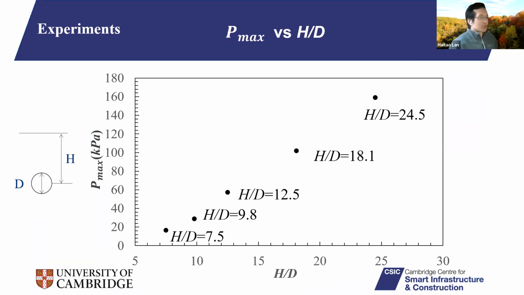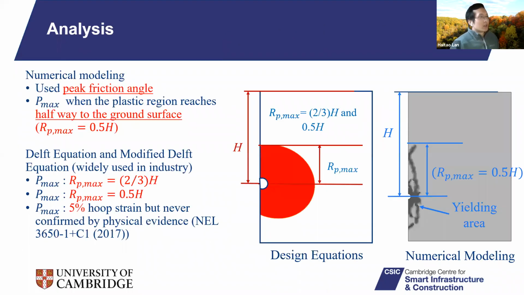I normalize this ratio, H/D, and the y-axis is the peak mud pressure. As this buried depth increases, the peak mud pressure increases as well, which fits our expectation. And then we compare this measurement to the existing design equations and numerical modeling.